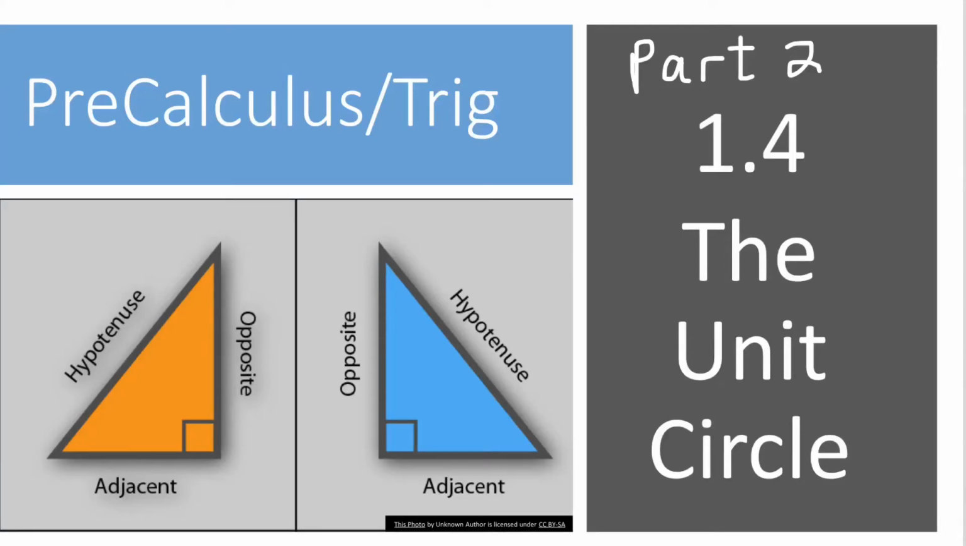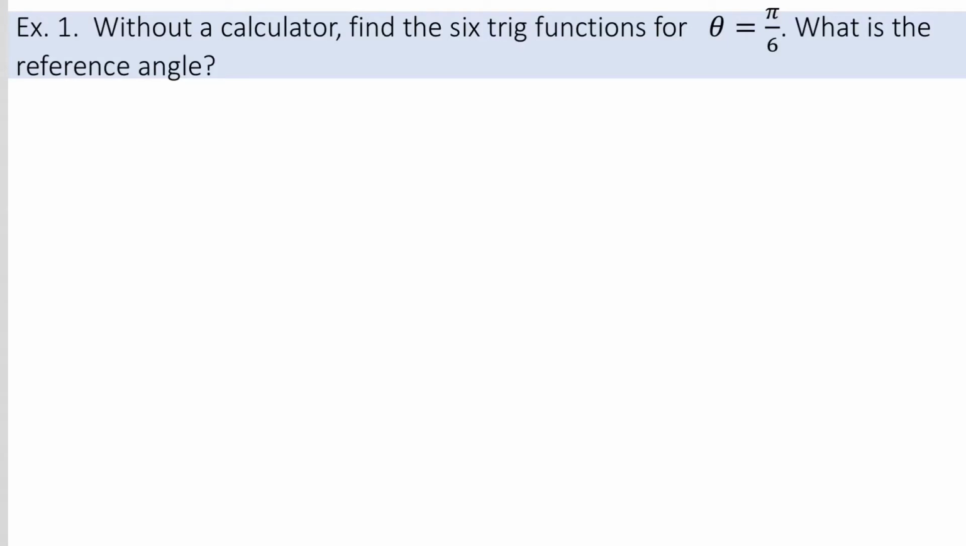Welcome to part 2 of our lecture on 1.4, the unit circle. We're going to do some examples now using the unit circle without a calculator. Example 1 says, without a calculator, find the 6 trig functions for theta is equal to pi over 6, and what is the reference angle? So first we're going to put pi over 6 on the unit circle.